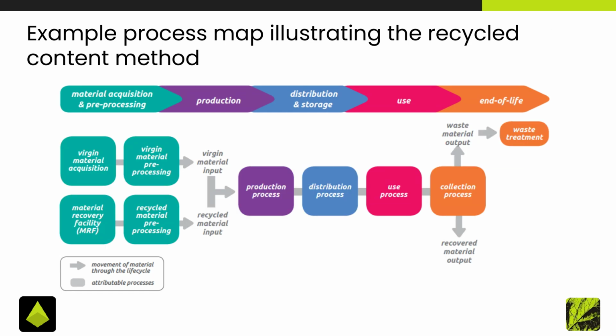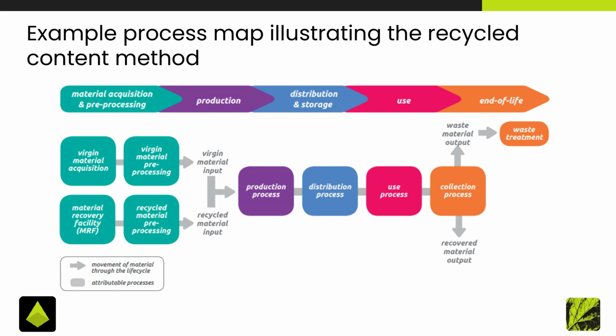Here's a process map illustrating the recycled content method. We kick off with virgin material acquisition and pre-processing alongside the production phase. Distribution and storage follow next, leading to the use phase. At the end of life stage, waste collection becomes key, where materials are sorted for disposal or recovery.